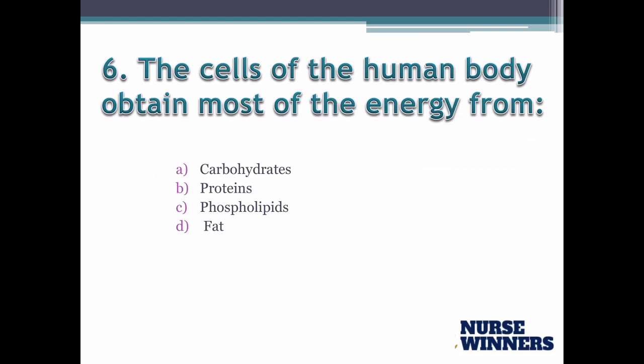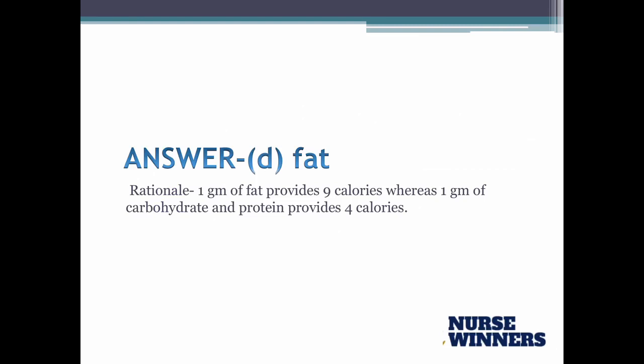Sixth question. The cells of the human body obtain most of the energy from options: A. Carbohydrate, B. Protein, C. Phospholipid, D. Fat. Answer: option D. Fat. Rationale. 1 gram of fat provides 9 calories, whereas 1 gram of carbohydrate and protein provides 4 calories. So the right answer is option D. Fat.